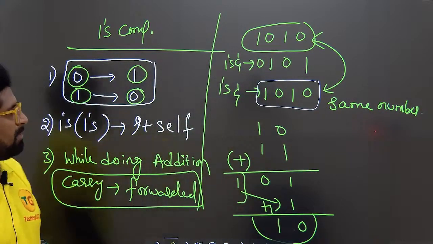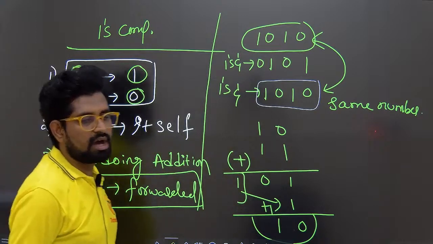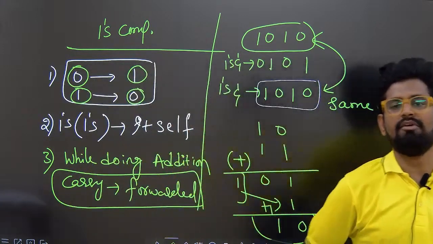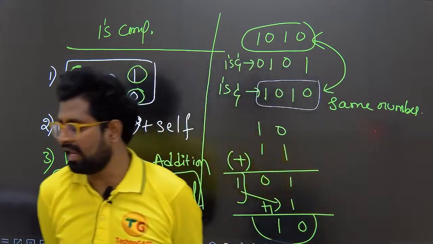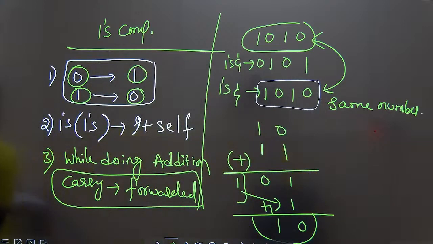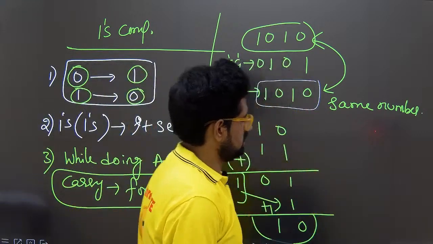So 1's complement of 1's complement is itself. Zeros are converted into 1's and 1's are converted into zeros. While doing the addition, carry will be forwarded to the next position. Complements are used for only negative numbers. Complements are not meant for positive numbers.